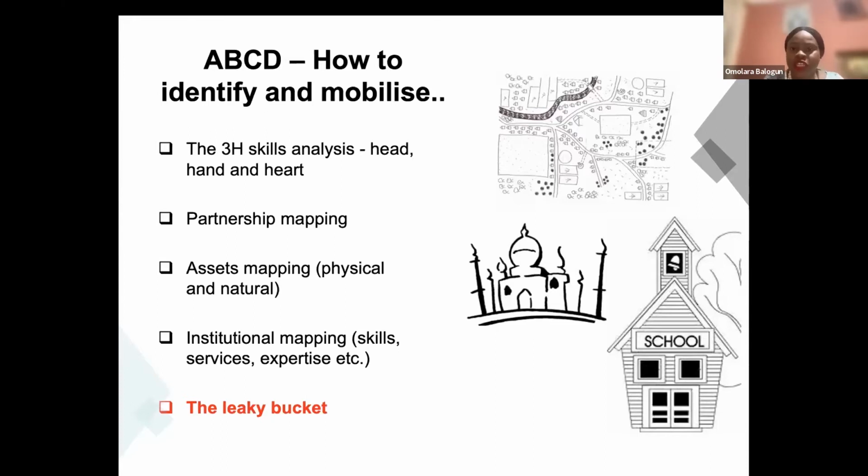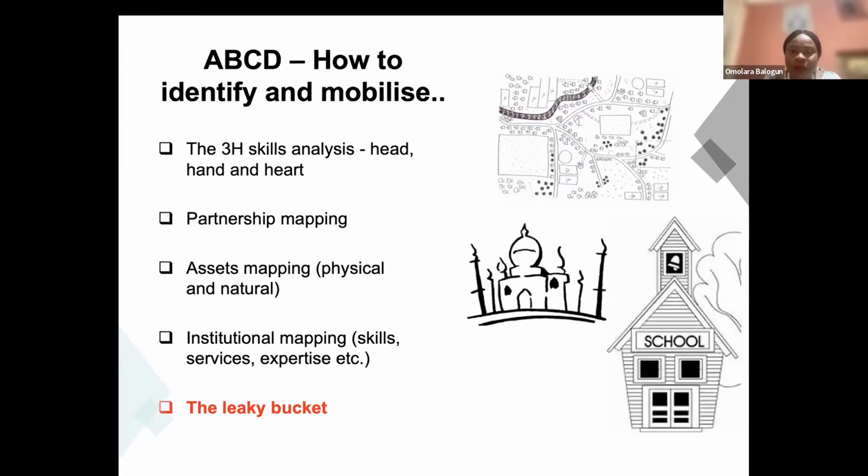Institutional mapping. What are the skills that you have within the organization? What credibility have you been able to build over the years? What expertise are you known for? And so on and so forth. And the final one, which is really a critical factor in ABCD, is what we call the leaky bucket. How much of the bucket do you know? Where does your bucket leak?